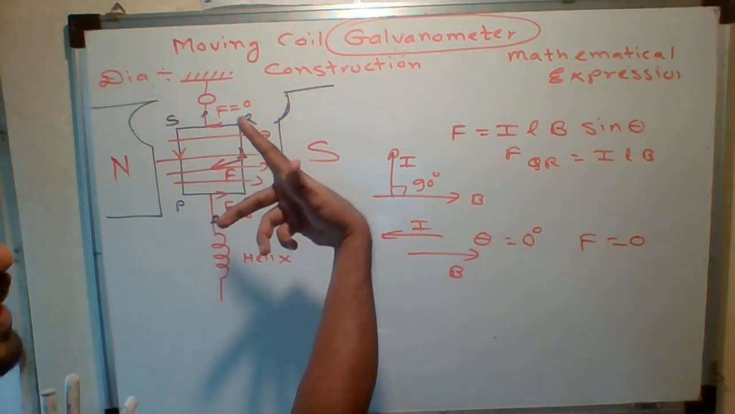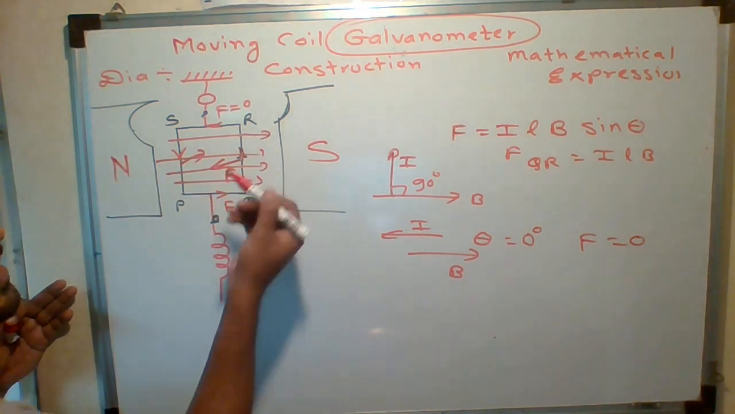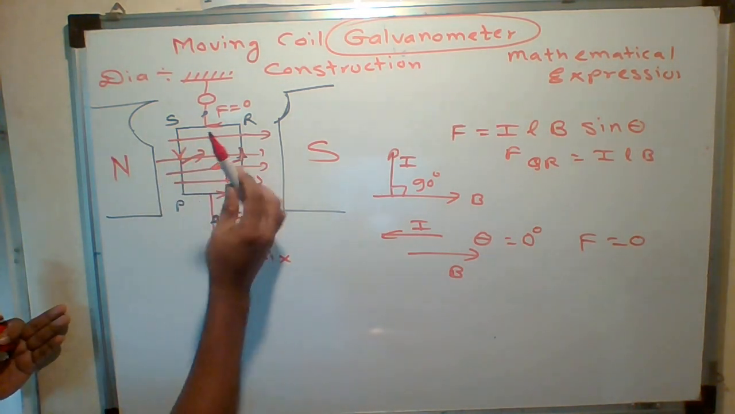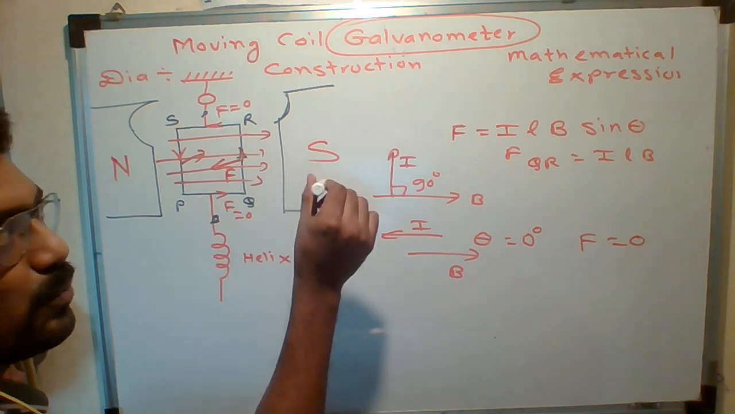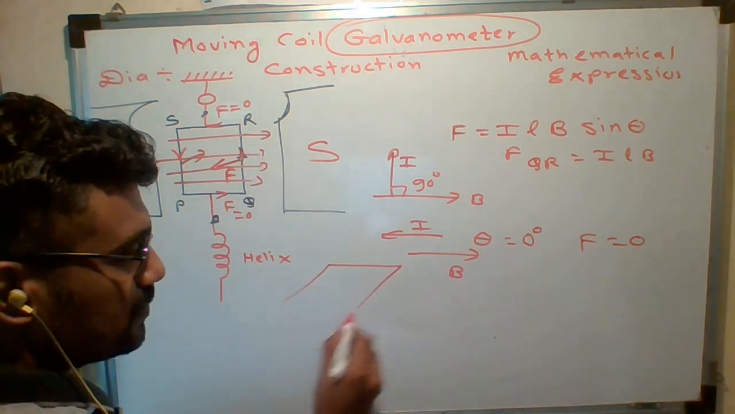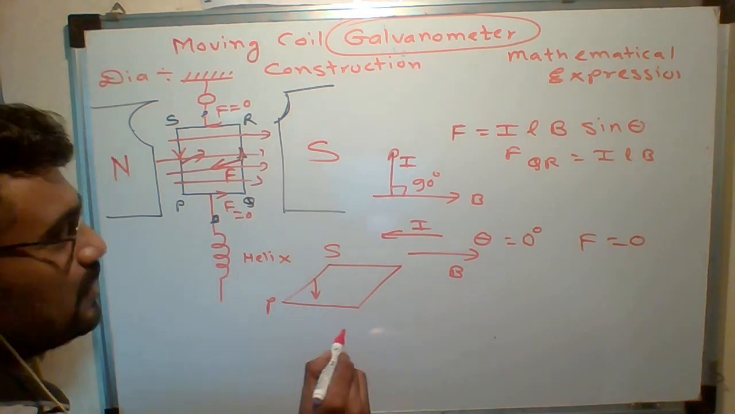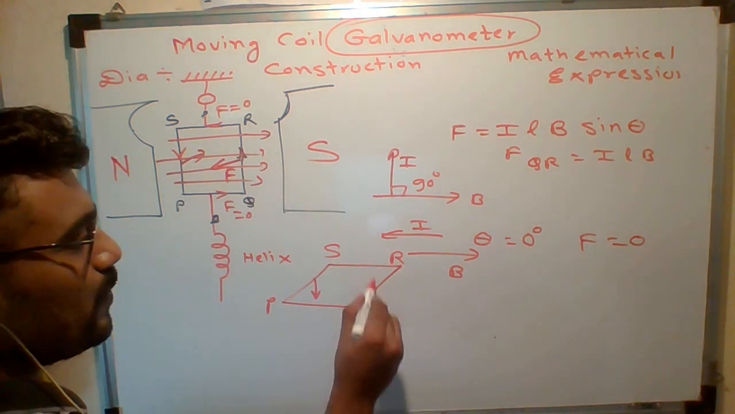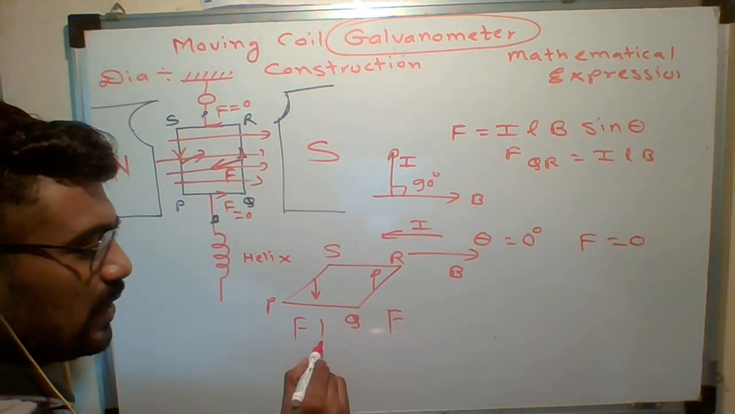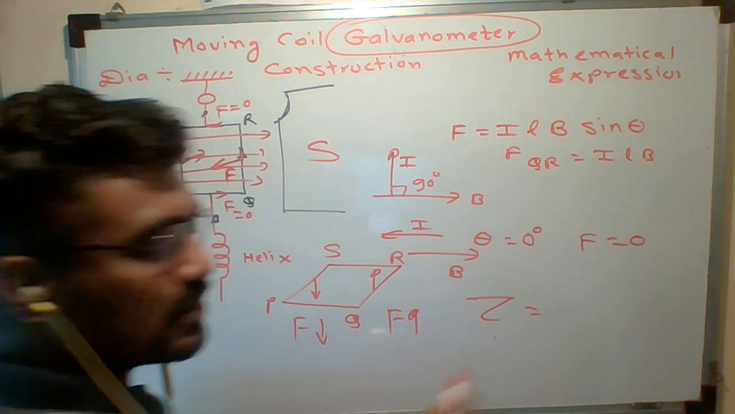But what about this PS when current is flowing like this? Now I will apply the Fleming left hand rule. Sorry, right hand rule. Current in this direction, then the force will be away from us, meaning into the board. So on PS the force is like this, into the board, and for QR the force is like this. Two forces are acting: one in the downward direction, one in the upward direction. Then some torque will be produced.